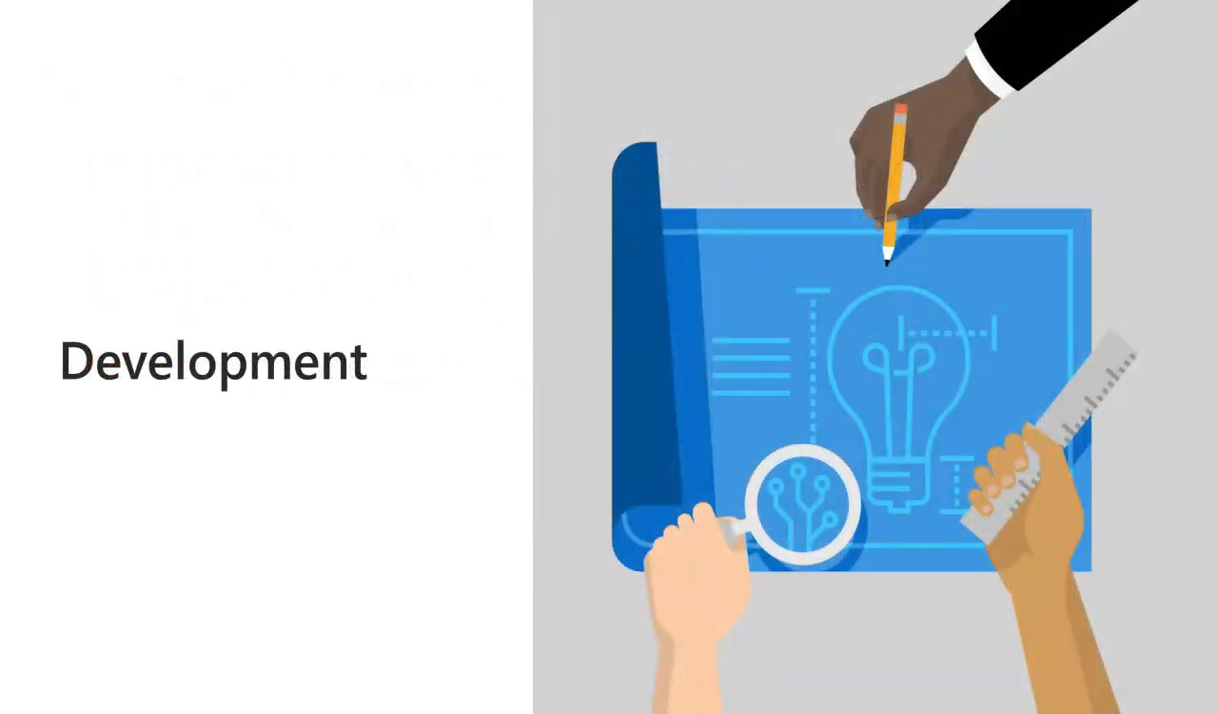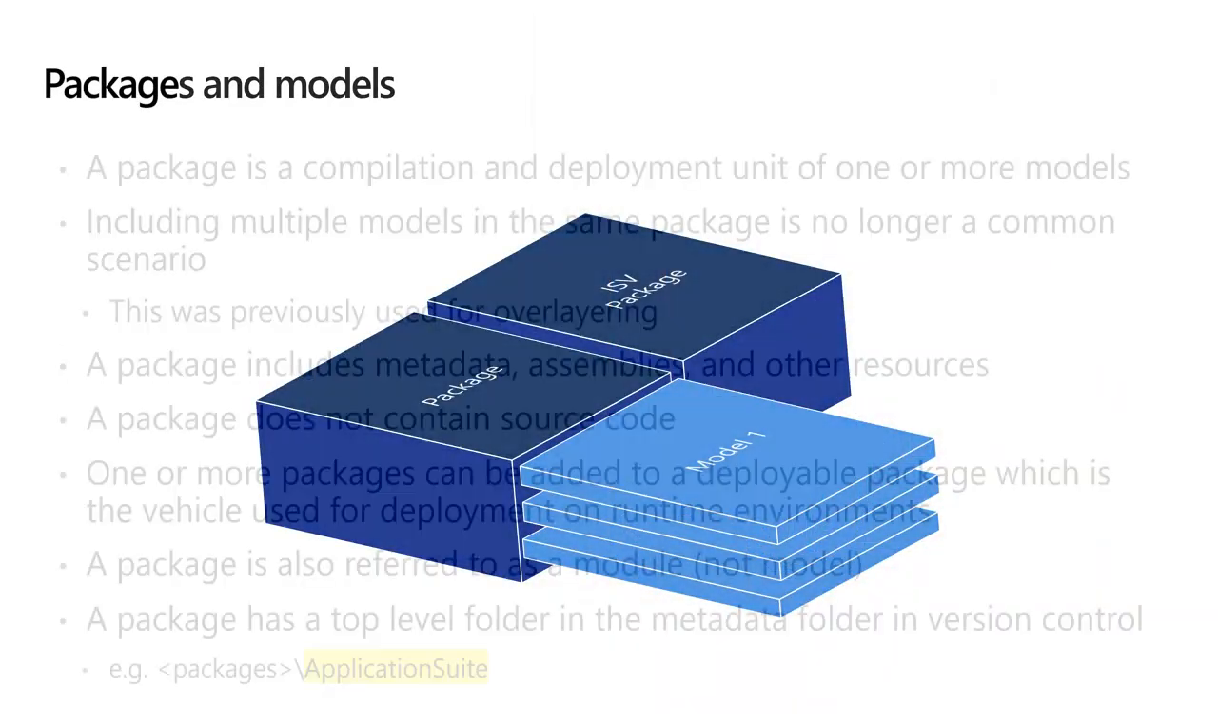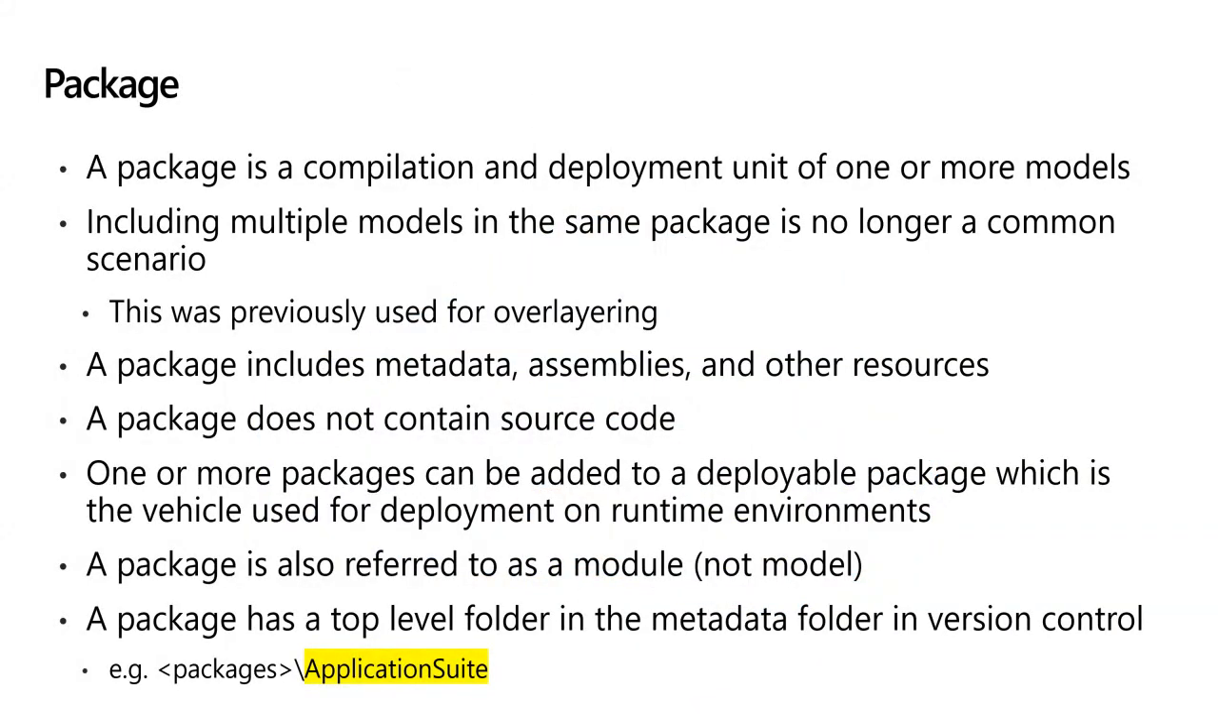Now we'll move on to the development phase. First, we're going to cover a little bit about packages and models quickly. A package is a compilation and deployment unit of one or more models. Including multiple models in the same package is no longer a common scenario. It was previously used for overlaying, and it can be done without overlaying. It's just less common. It is still supported.